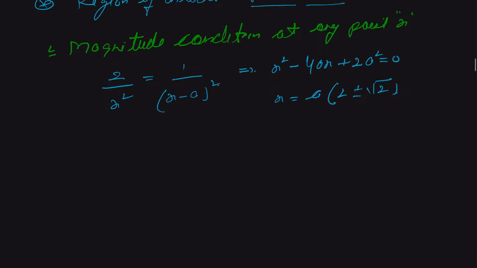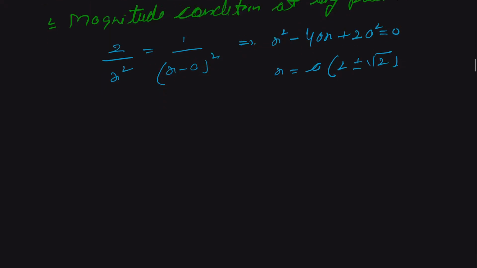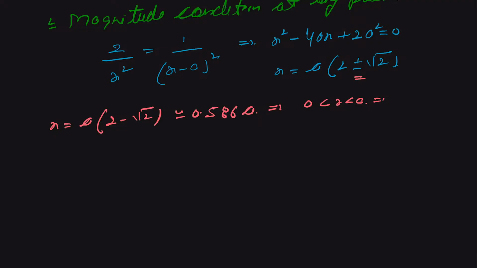Okay. So let us evaluate both positive as well as negative values. So we can say that our x is equal to a times 2 minus square root of 2, and square root of 2 is approximately 1.414. Therefore this will be approximately equal to 0.586 times a, and this is lying between 0 less than x less than a. Okay, so this is invalid.